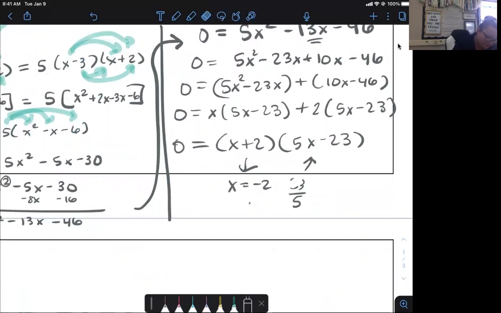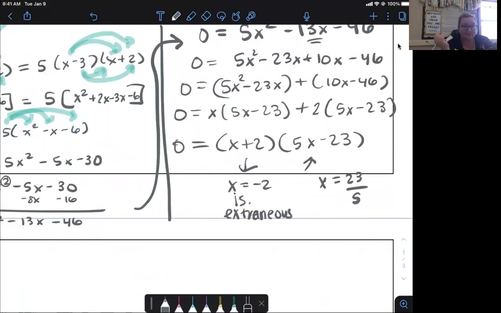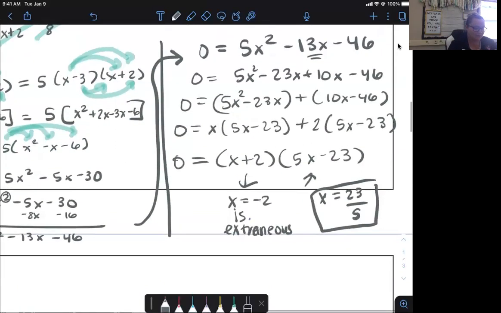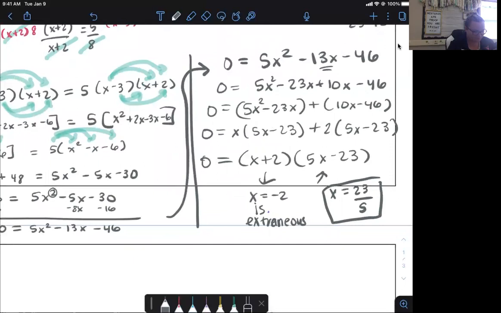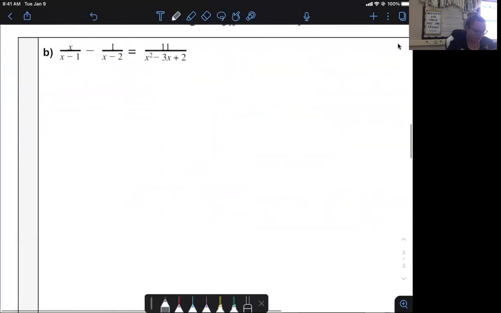So x equals negative 2 is extraneous, since it's not allowed, because that makes one of my denominators 0. So then x equals 23/5 is our only solution. All right, now it's your turn.